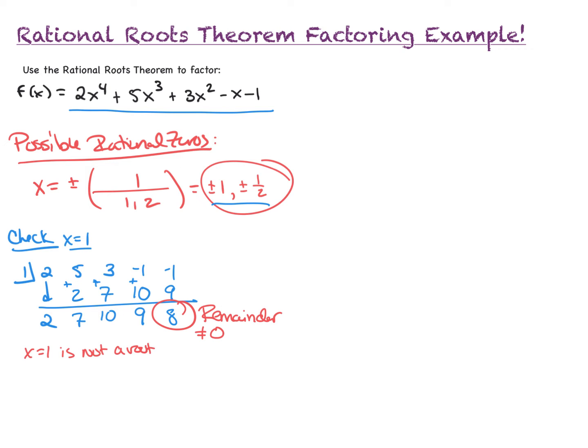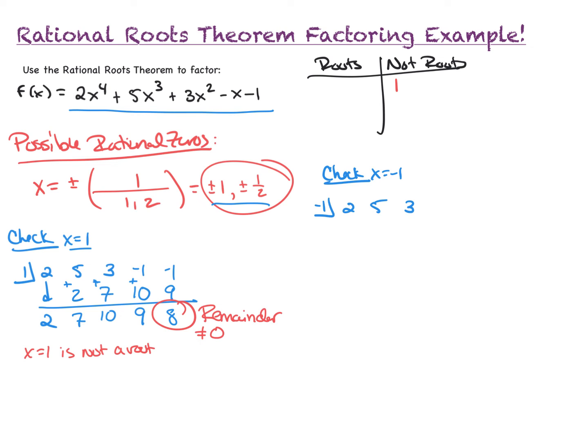And I like to keep a tally as I'm going of the roots and the not roots, just in case. So we just figured out that x equals 1 is not a root. Okay, so let's check a different one. Let's check negative 1. So I'll put negative 1 in the box. I'll put 2, 5, 3, negative 1, negative 1.